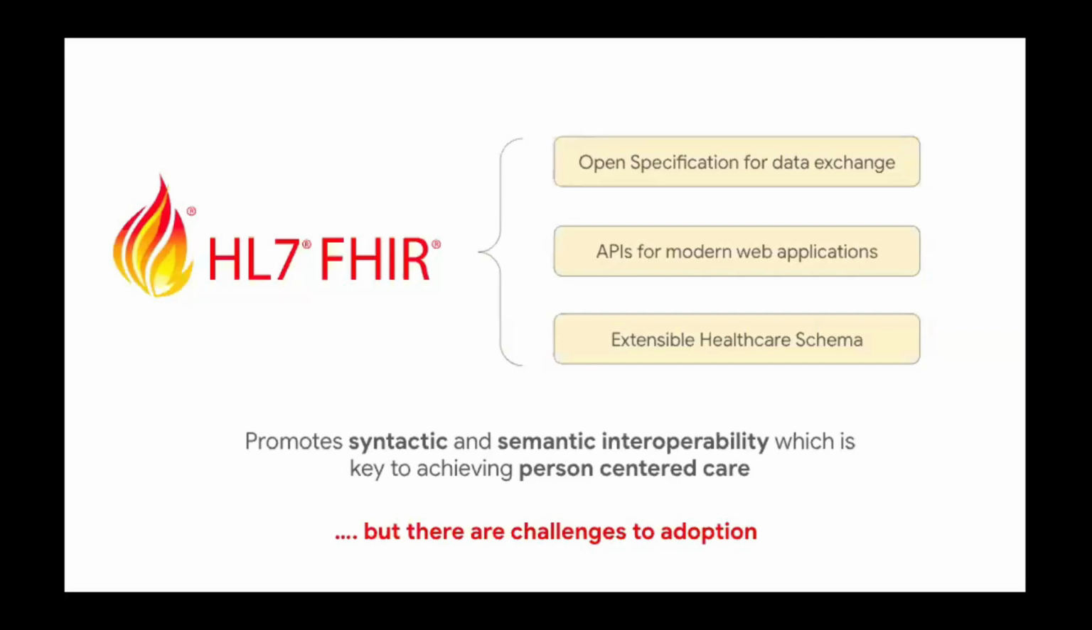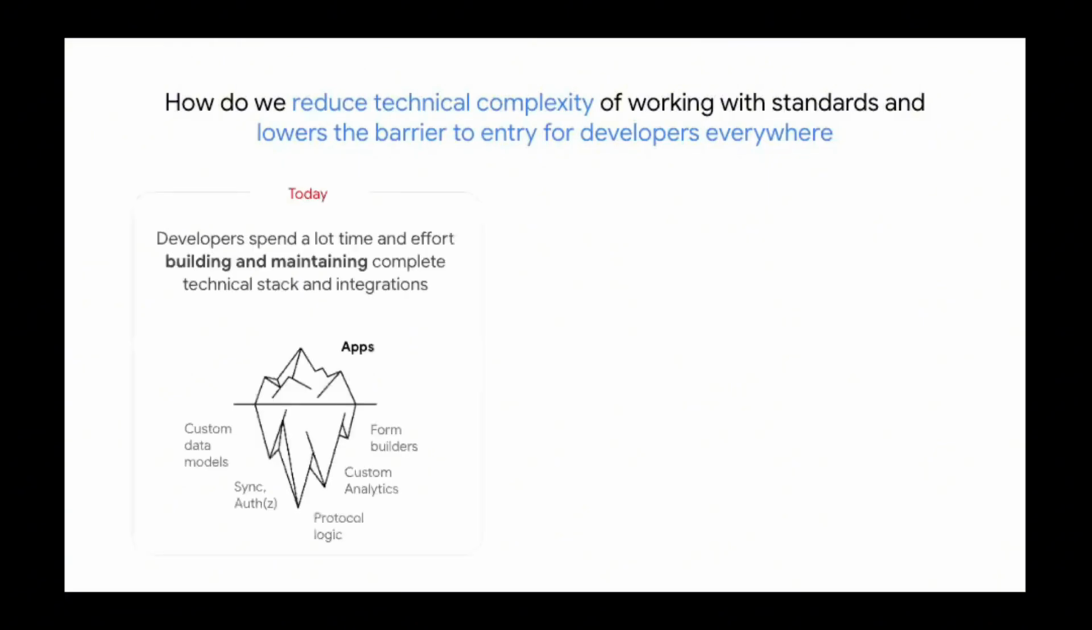But whilst it's easy to get started with, and it is relatively easy to pick up and learn and to start to use, it can be challenging working with any new standard, right? And so this is really the problem that our team was looking at when we were first saying, well, at Google, we're big supporters of standards. A lot of the standards like FHIR have really driven a lot of innovation within some of our healthcare work. And so we were asking ourselves, how can we reduce the technical complexity of working with standards and through that process, lower the barrier to entry for developers everywhere, right?